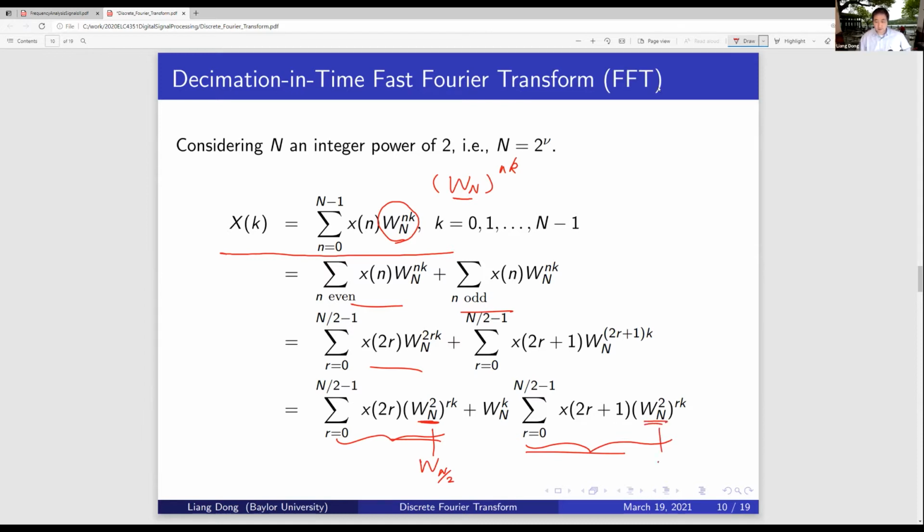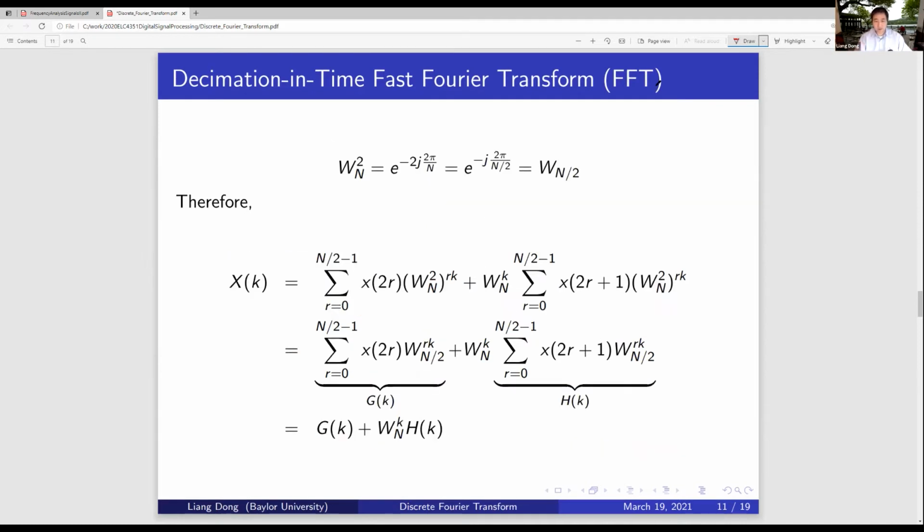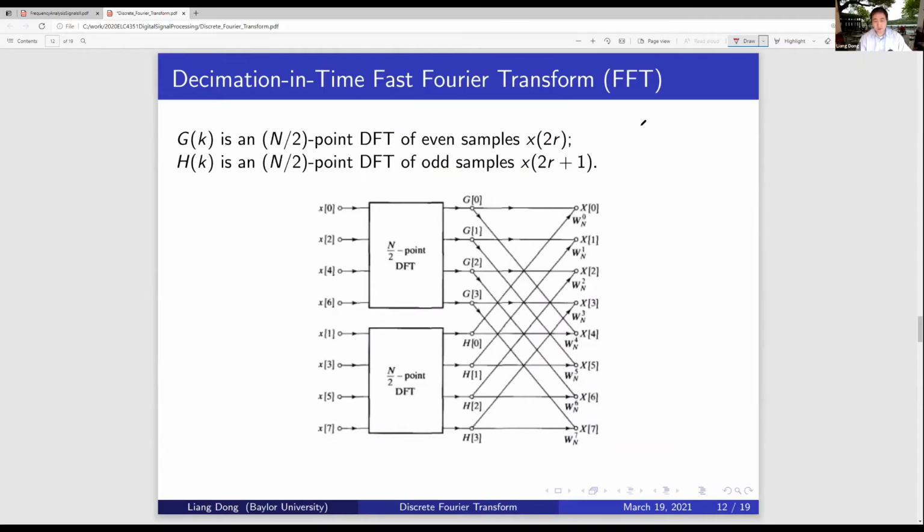Same thing here, this is W_{N/2}. And then we can continue this process and divide into even part and odd part of signals. That's the basic idea of all these equations, and eventually we have this butterfly plot. So we divide this N-point DFT into two parts. These are all the even counted signals, these are all odd counted signals, and they go through N over 2 point DFTs. And then the results will be combined.